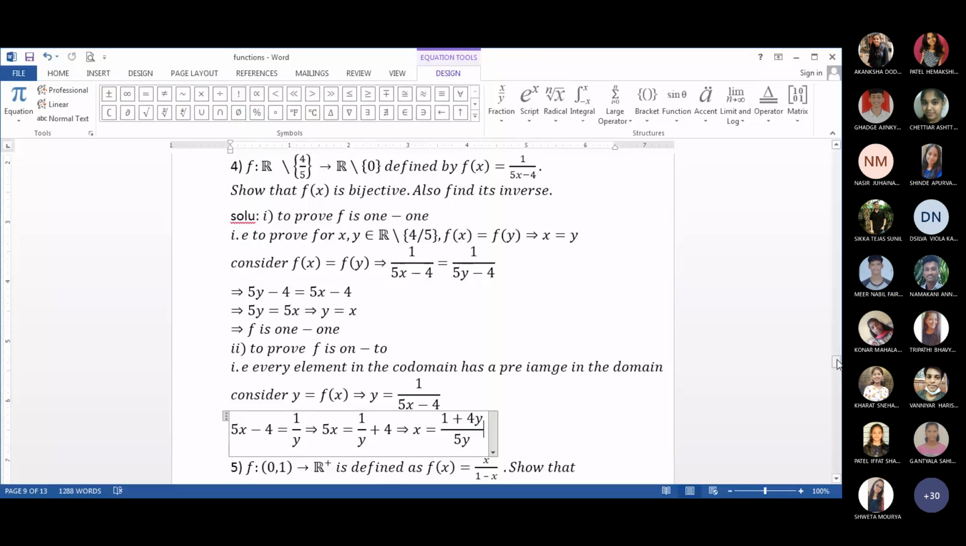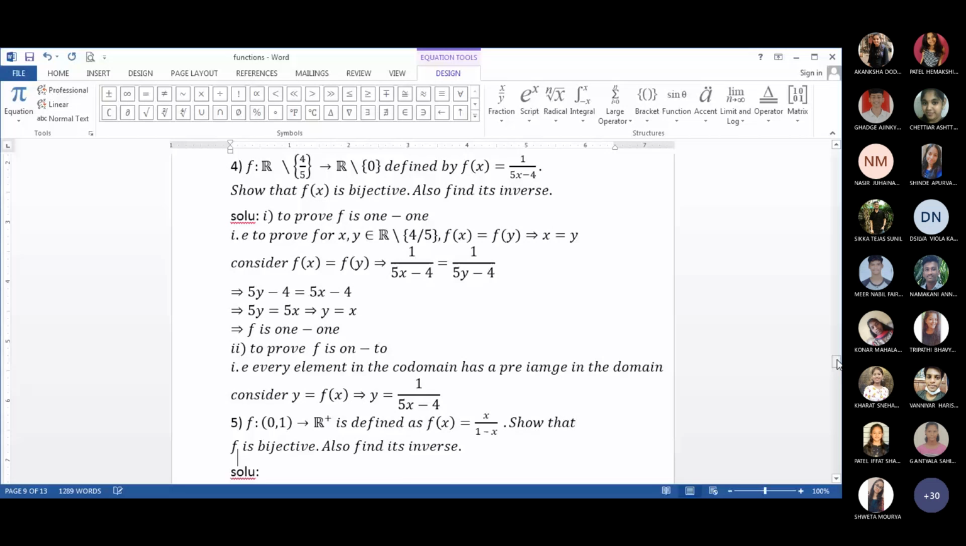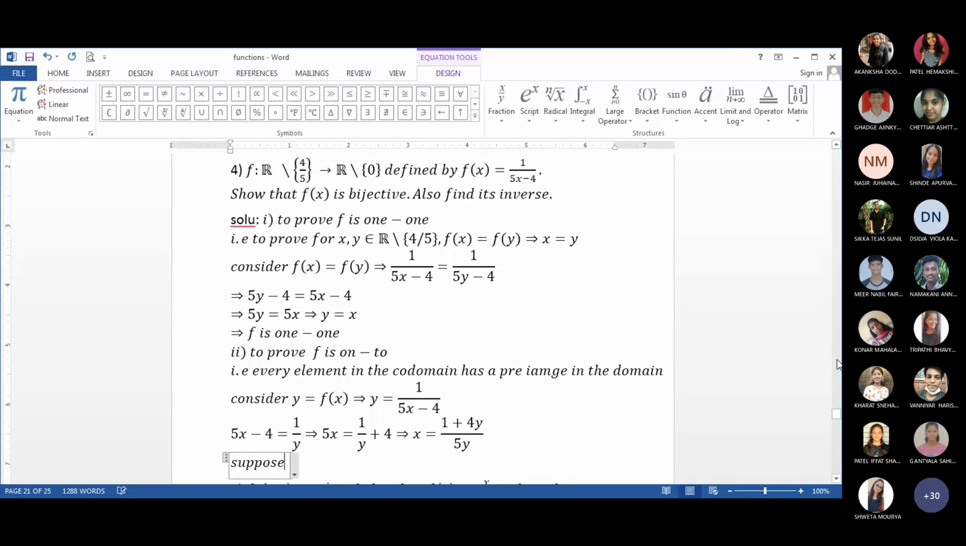खाली अभी अपने को एक छोटा सा वेरिफिकेशन करना है कि वो जो वैल्यू है वो कभी भी 4/5 नहीं होगा, क्योंकि अगर वो 4/5 हुआ तो वो मेरा डोमेन में नहीं है. इसके लिए व्हाट वी हैव टू डू इज, वो क्रॉस चेक करने के लिए हम लोग कॉन्ट्राडिक्शन का टेक्निक अप्लाई करेंगे.